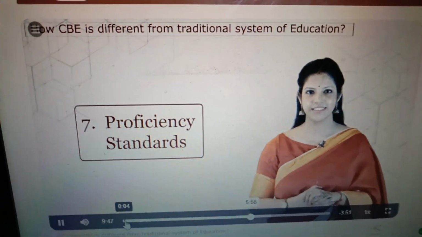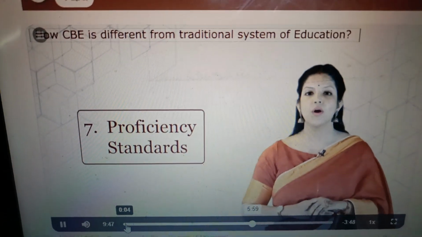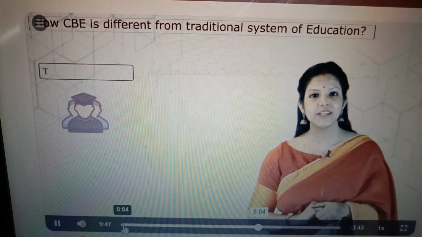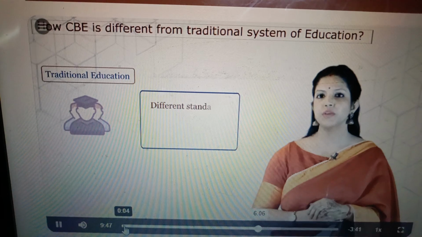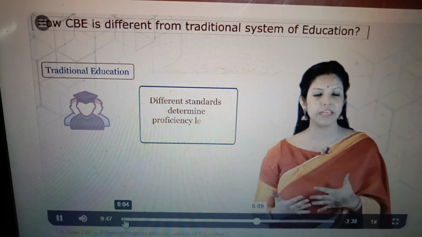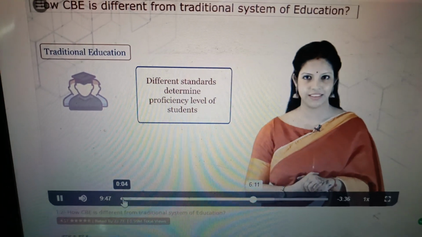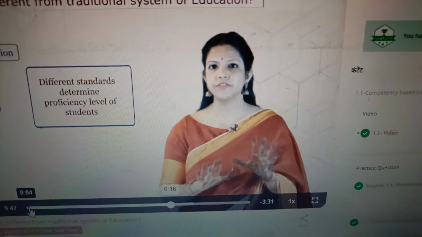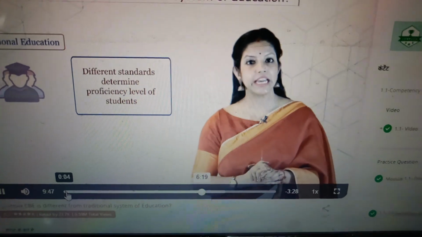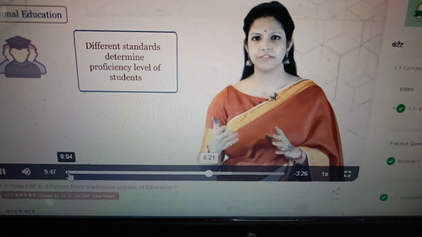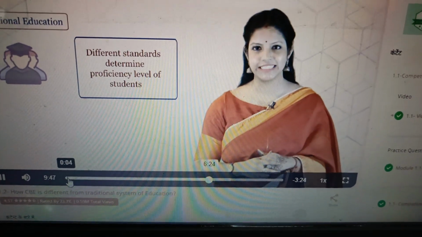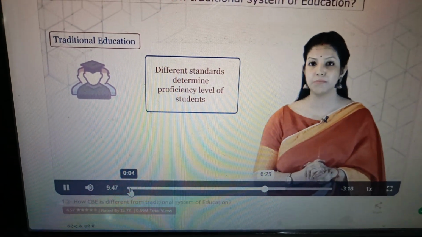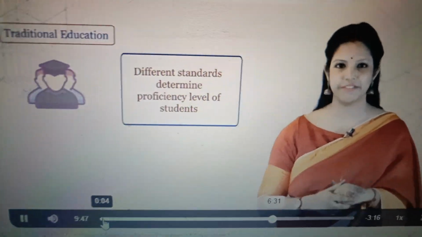Proficiency standards. Let us compare the two systems on the parameter of proficiency standards. The traditional system has different standards with which educators and schools determine the proficiency level of students. The term proficiency or mastery has different meanings for different people in the traditional system. Some define proficiency as 80%. Some describe it as advanced. Others use the term proficiency but have not yet defined it.